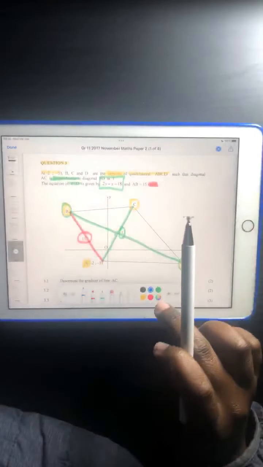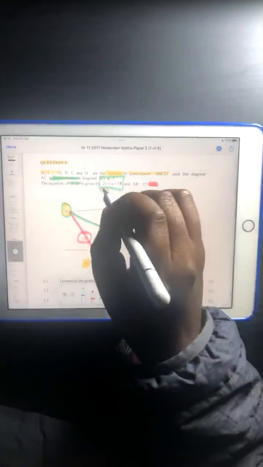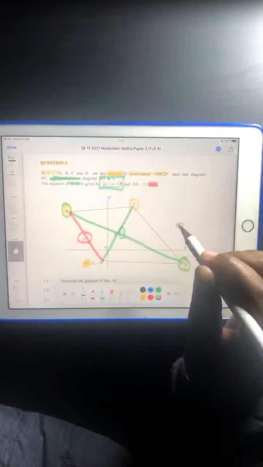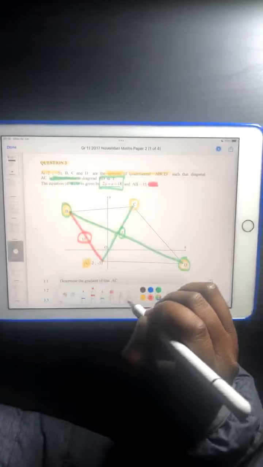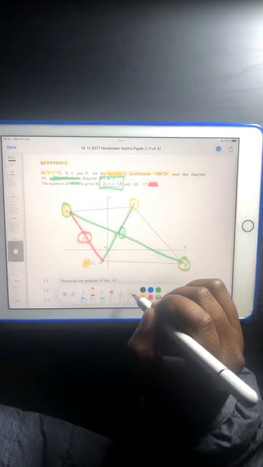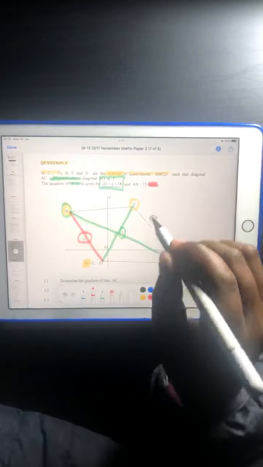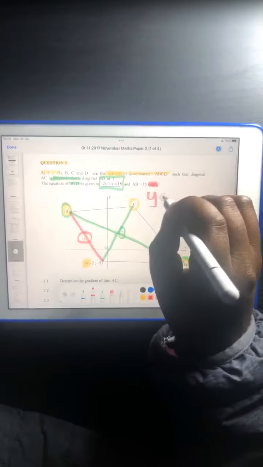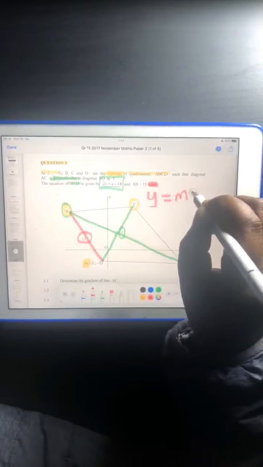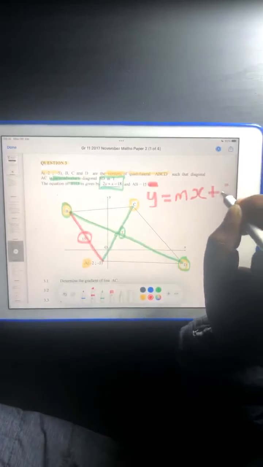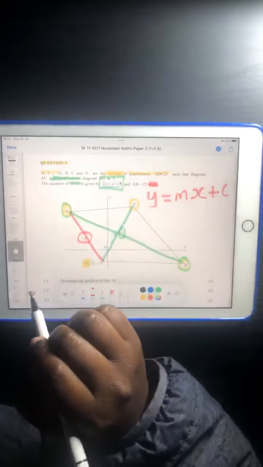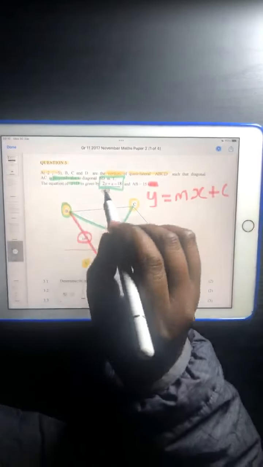Okay, before I even go deeper, I'll just explain this. When I said the examiner is trying to be tricky there, we know the formula of a straight line being in the format y is equal to mx plus c. But can you see there, the examiner is trying to be tricky by not giving it to you in that format.